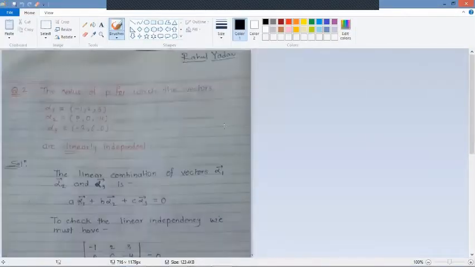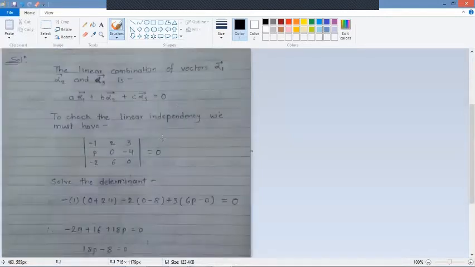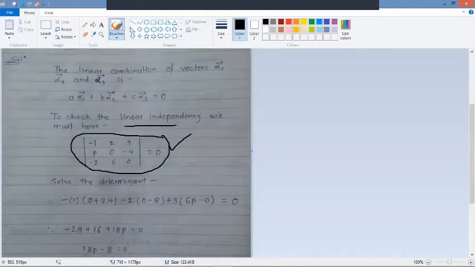Okay, in this question we have to find out the value of p. The vectors are linearly independent, you must know about it. If the vectors are linearly independent, then its determinant must be 0. So we have to find the determinant of the combination of these three vectors. This condition should be satisfied for the linear independence of any vectors.